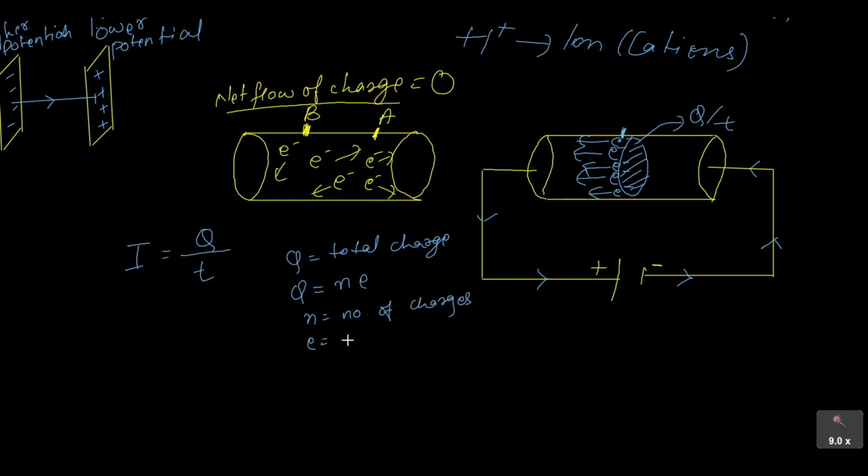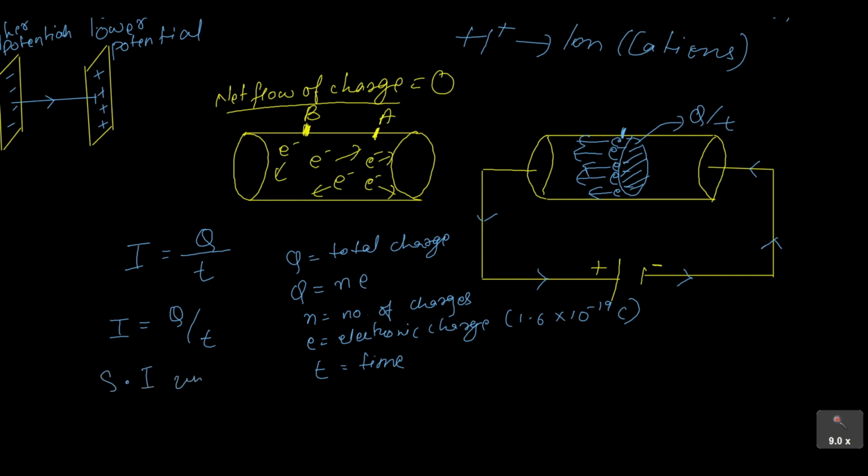And e is the electronic charge, which we have calculated. It is 1.6 times 10 to the power of minus 19 coulomb. And t out here is time. So therefore I can be written as Q by t. The SI unit is ampere. The SI unit is your ampere.